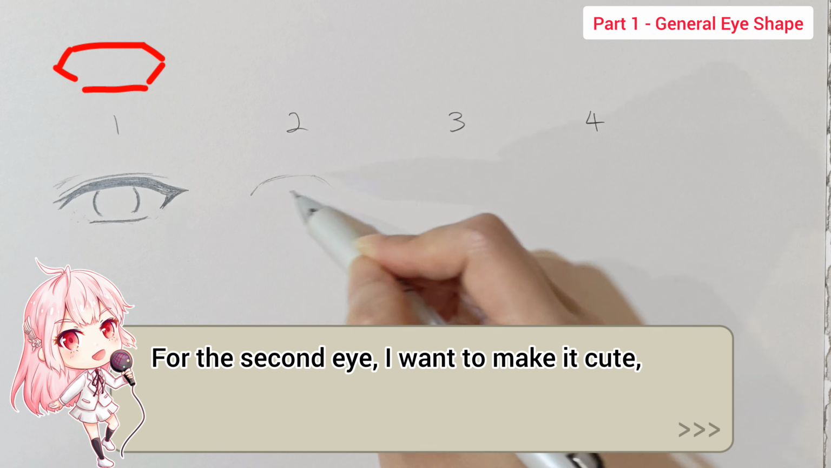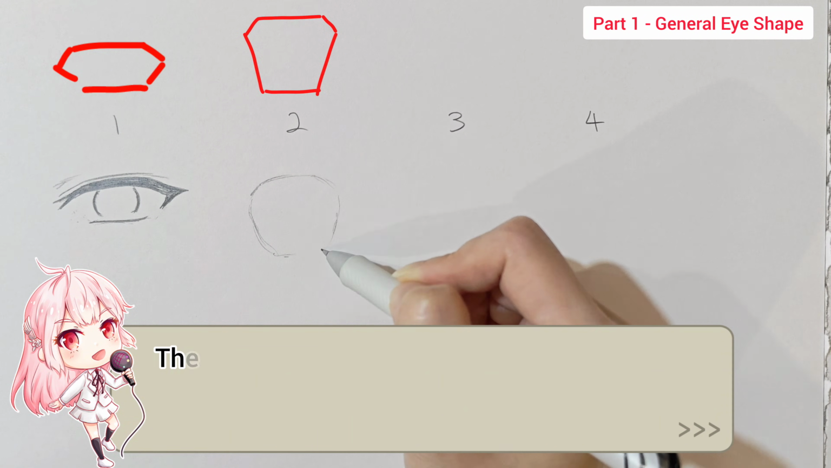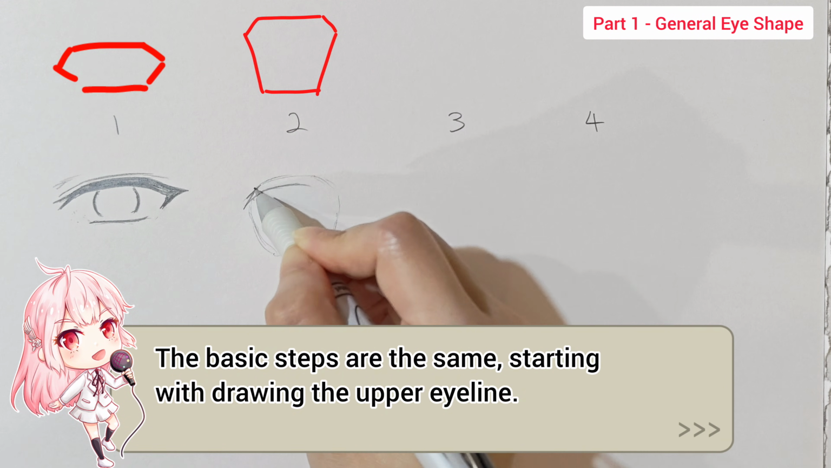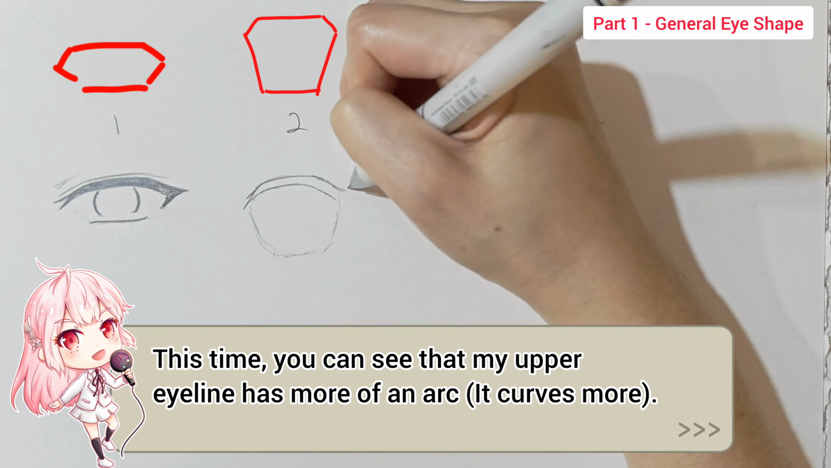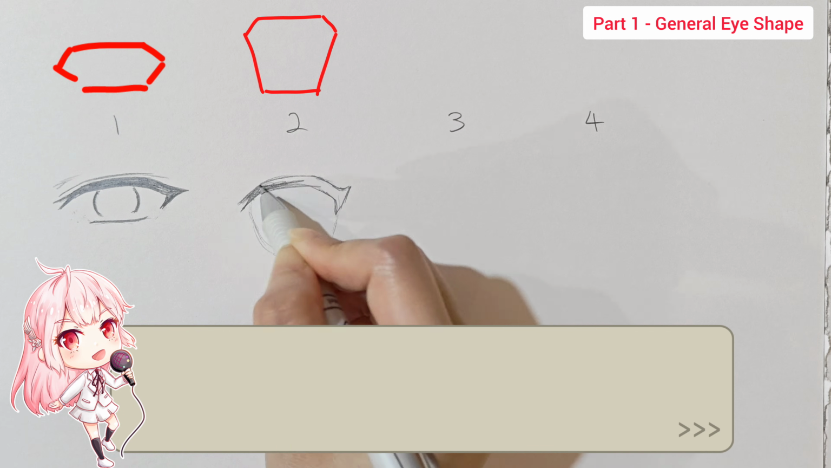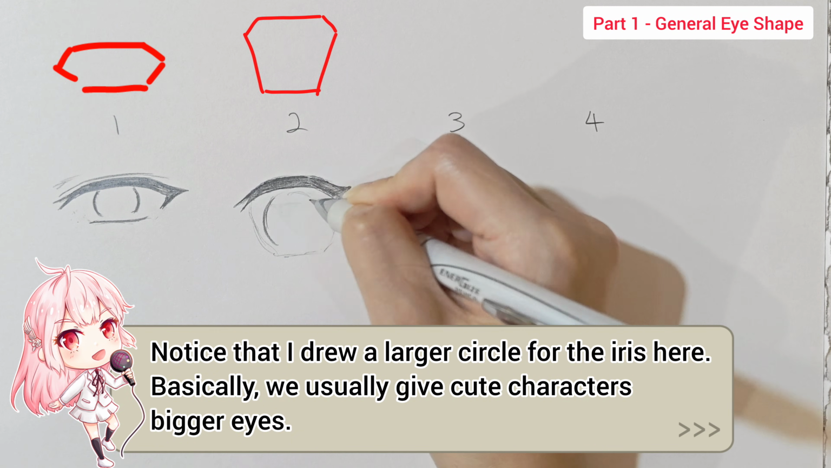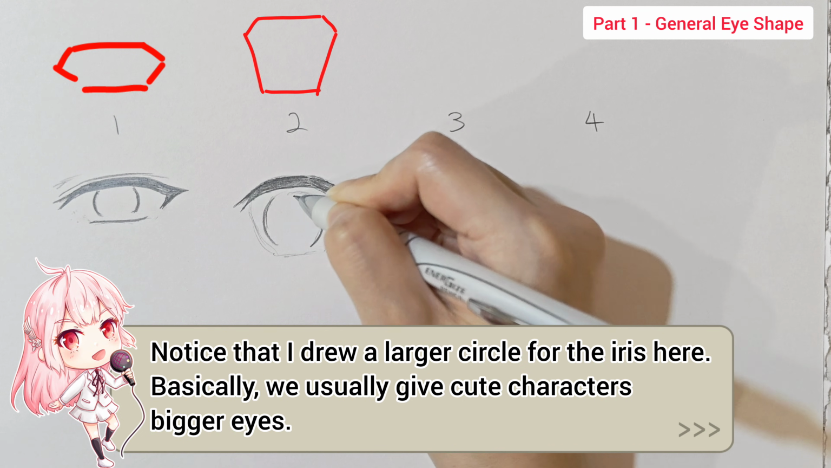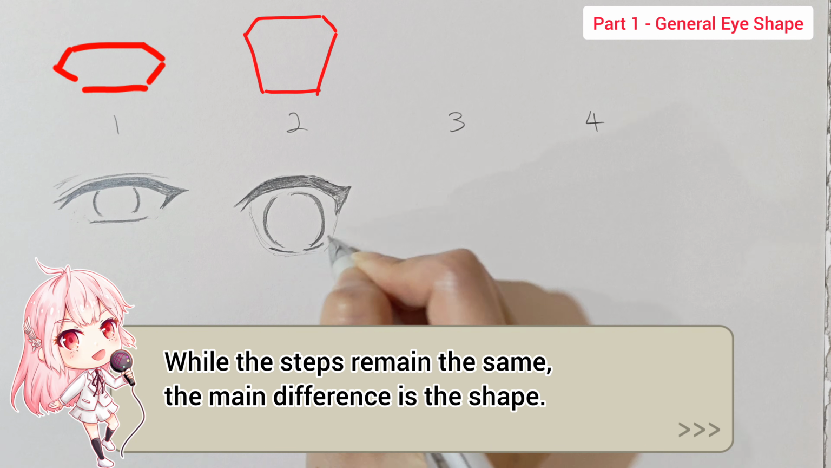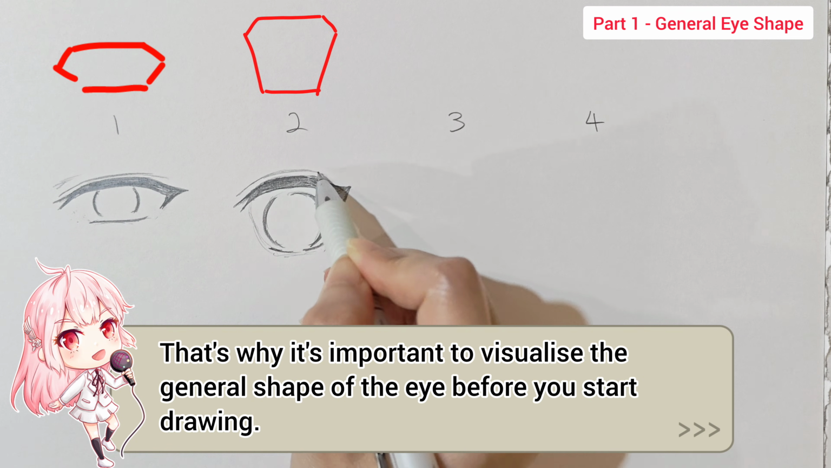For the second eye, I want to make it cute, so I'm imagining a larger and rounder eye shape. The basic steps are the same, starting with drawing the upper eye line. This time you can see that my upper eye line has more of an arc. Notice that I drew a larger circle for the iris here. Basically, we usually give cute characters bigger eyes. While the steps remain the same, the main difference is the shape.